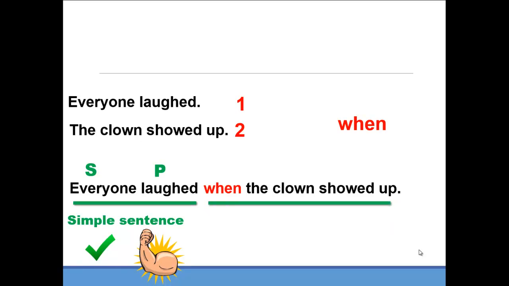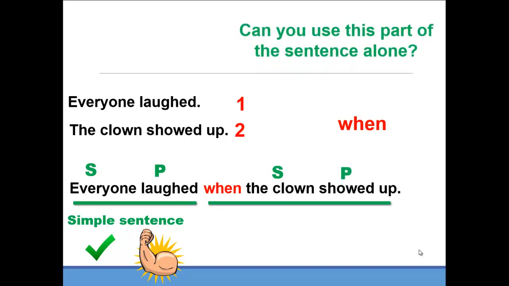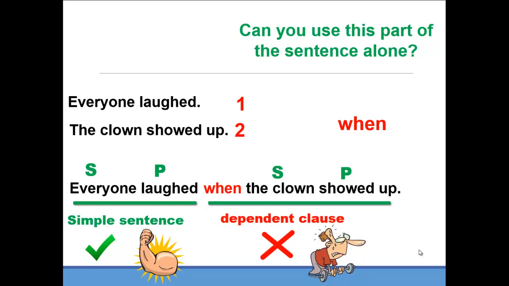Let's check the second part. When the clown showed up. The clown is the subject. Showed up is the predicate. Can you use this part of the sentence alone? Can you use this part of the sentence without using the other part? Okay, I need you to reread this part again. When the clown showed up. What happened when the clown showed up? We don't know. So, can this part of the sentence be used alone without the other part? No. What do we call the part of the sentence that cannot be used alone? We call it a dependent clause. What is the meaning of a dependent clause? Dependent clause is a group of words that has a subject and a predicate, but it needs the other part of the sentence to make sense.